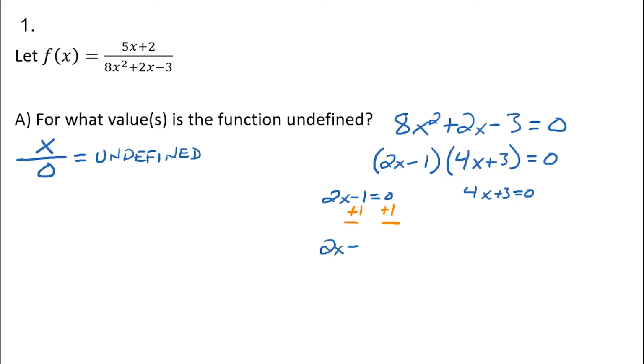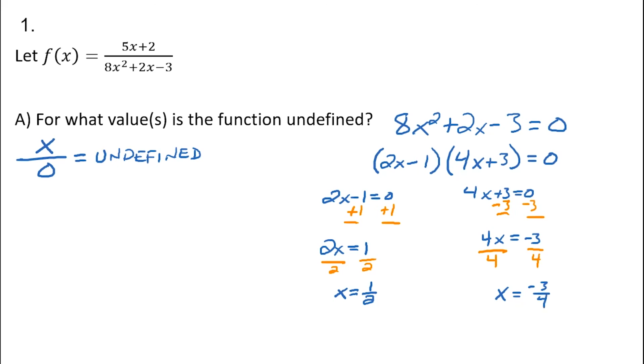Let's see, 2x equals 1. Divide both sides here by positive 2. And the result is x equal to positive 1/2. For my second solution, say 4x equals negative 3, and then divide both sides by positive 4, and the result is x is equal to negative 3/4.